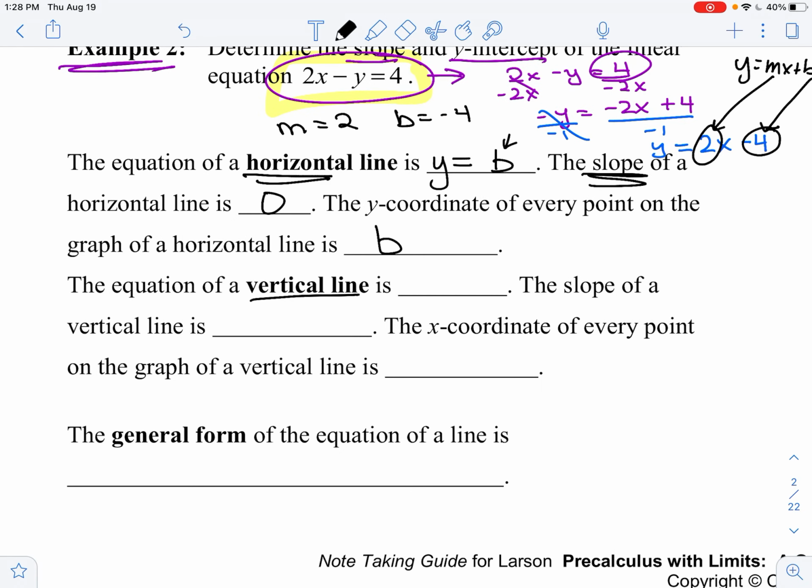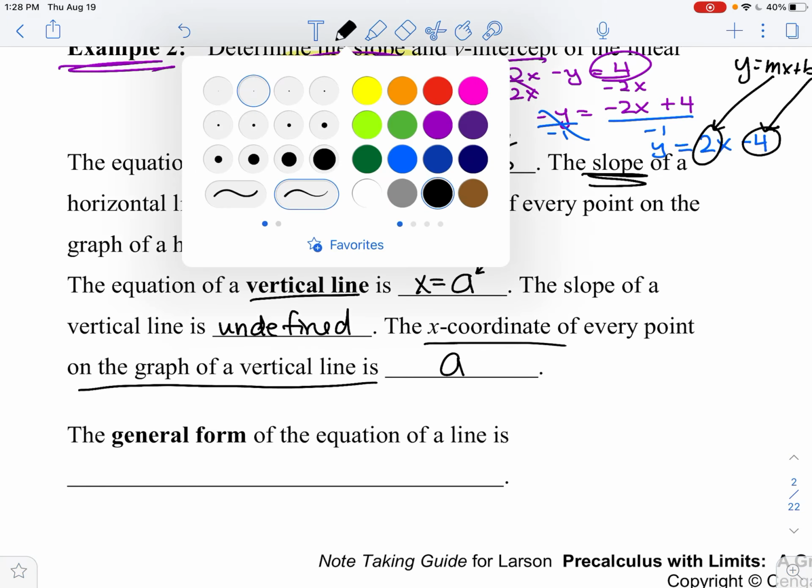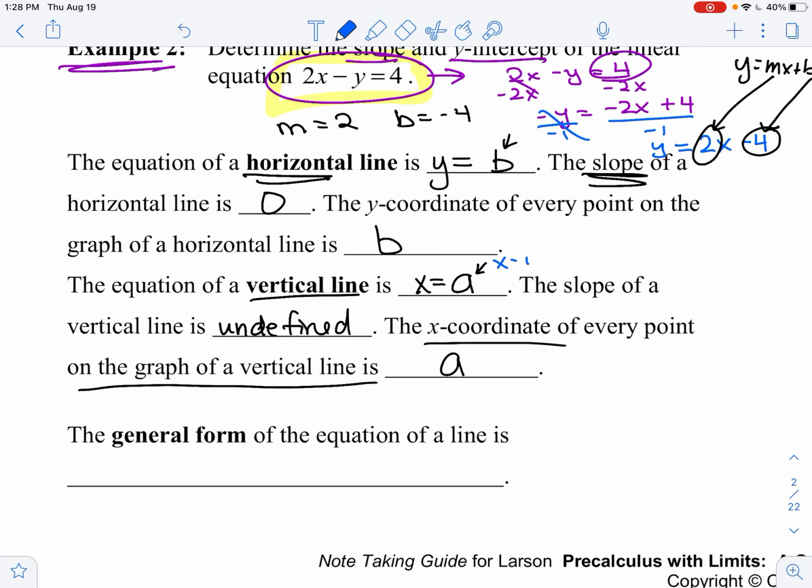And the equation of a vertical line is always going to be x equals whatever value the x-coordinate is. Okay, so this value of a is wherever it hits the x-axis. And the slope of a vertical line is always undefined. The x-coordinate of every point on the graph of the vertical line, again, is a. This is also called the x-intercept.